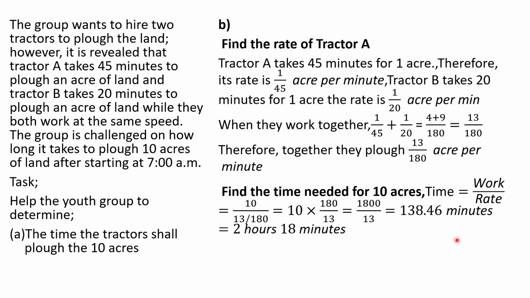And that we have 138.46 minutes. So what is that? This is same as 2 hours and 18 minutes. So after starting at 7 a.m., we can say that those tractors can plow 10 acres from 7 to 9:18. And now they can use that time. If they are to end, they will end at 9:18. But the duration will be 2 hours and 18 minutes.